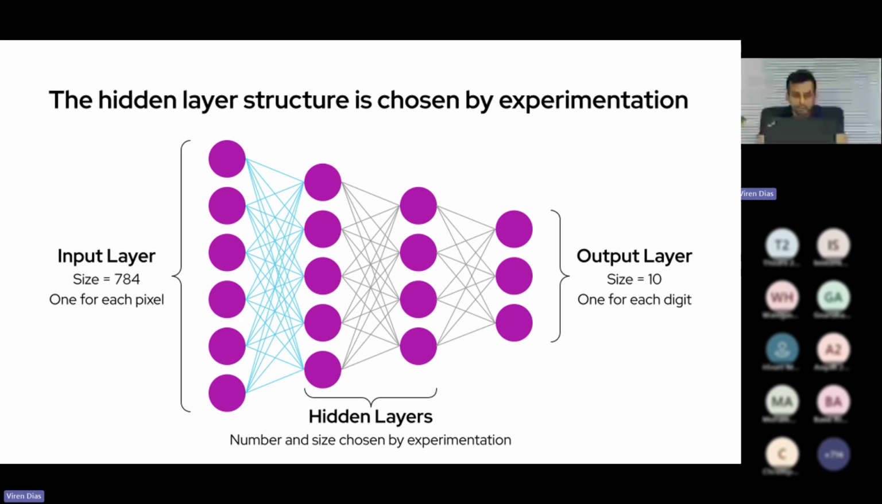And the complex problems generally require deeper networks, so more hidden layers. Simpler problems require shallower networks, maybe just 1 or 2 hidden layers. But there are heuristics that you should follow. Ultimately, though, the number and size of the hidden layers are chosen through experimentation. You generally try different configurations to see what works best for your model, and you evaluate the output.